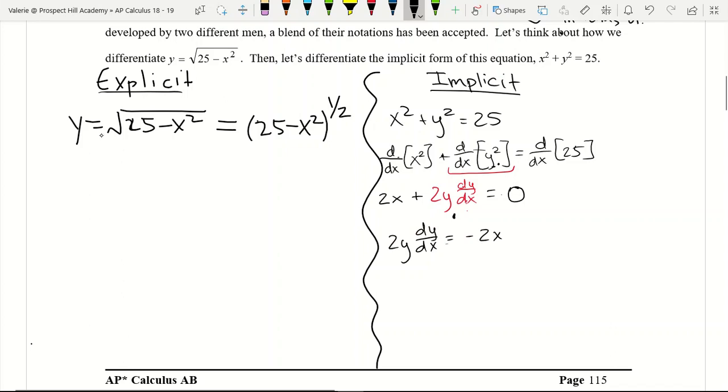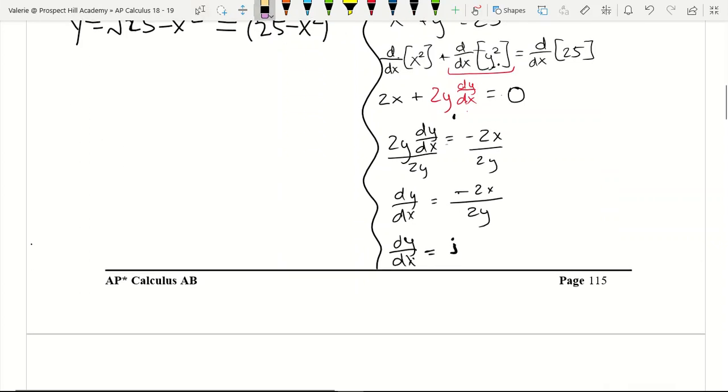And then to separate the 2y dy/dx, I have to divide by 2y. So we have dy/dx is equal to negative 2x over 2y, which we can simplify. So dy/dx equals negative x over y.